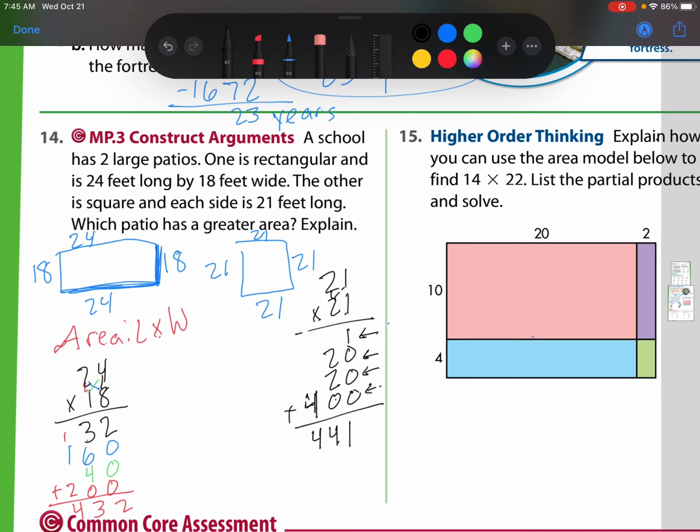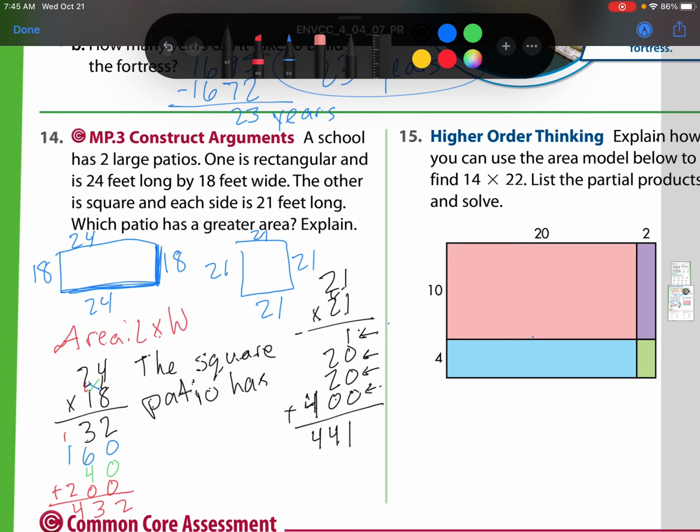Our bigger area is the square. And how do we know that? Well, we're going to put the square, the square patio has a larger area.